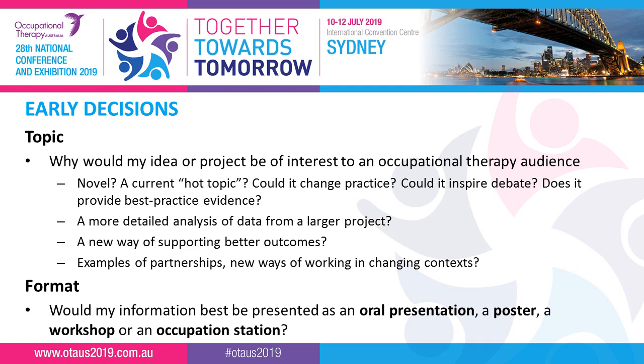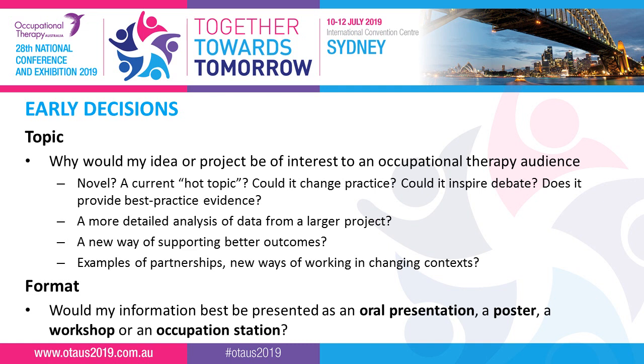So the next thing to think about are some early decisions. Before you start writing your abstract, it's a really good idea to think of your topic and ask yourself, why would my idea or project or research be of interest to an occupational therapy audience? People attending the conference won't exclusively be occupational therapists, but the vast majority of attendees will be. So ask yourself, how can I direct my abstract so it will be of interest to those practitioners?